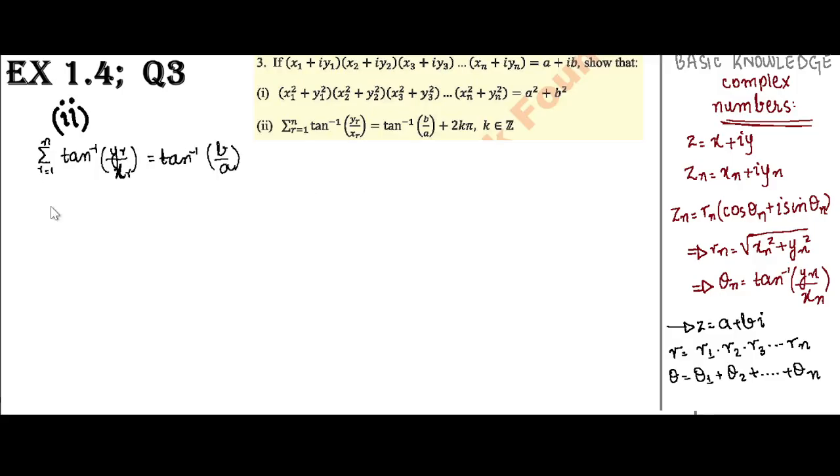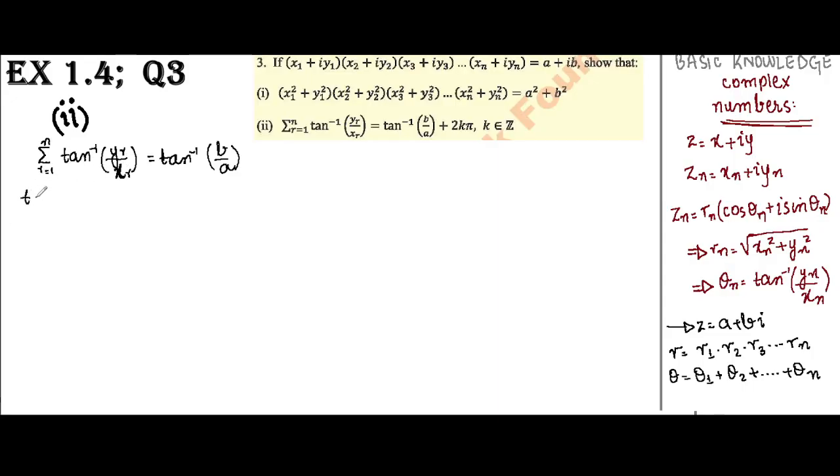Okay, so this is the second part which we have to prove using the statements we have concluded from the question. So now first of all we are going to open the summation. This sign is called summation. This is the initial value and this is the final value. We have to start putting through this value and end up at this one. So we are going to start with r equals to 1.